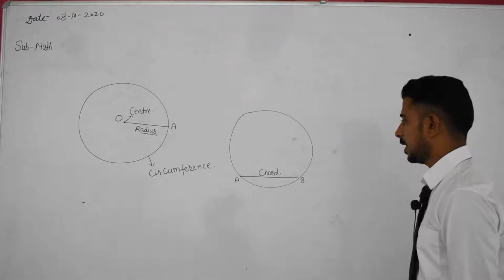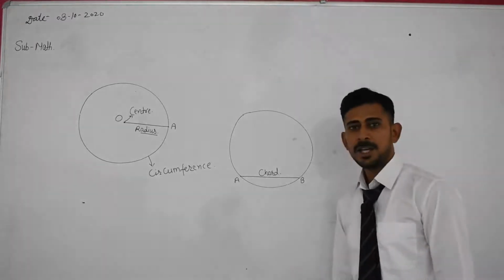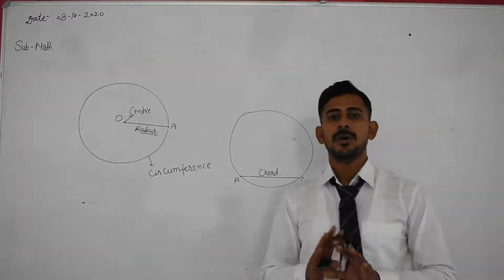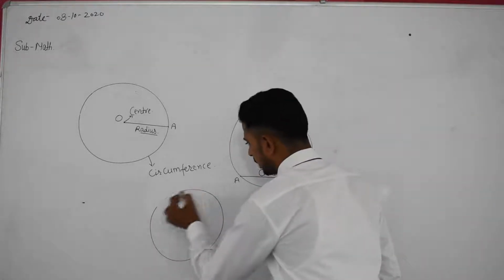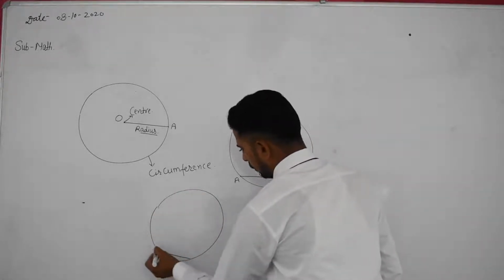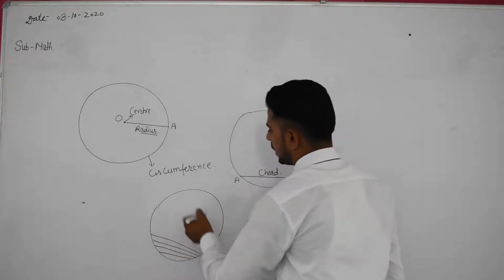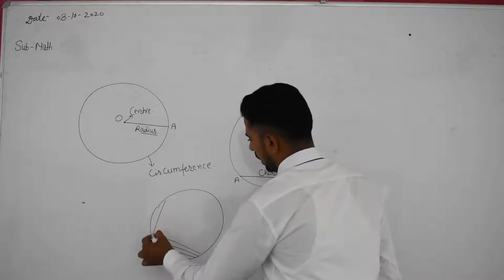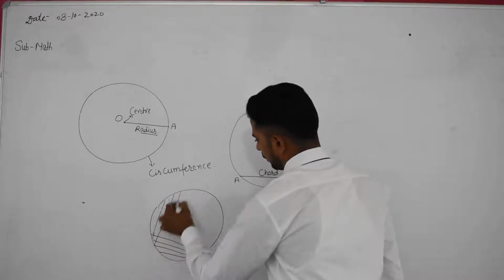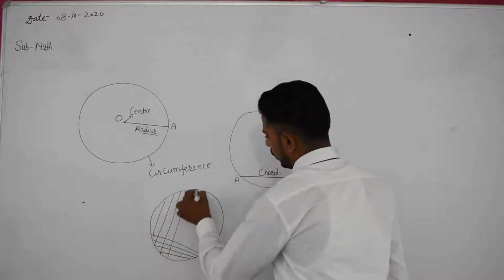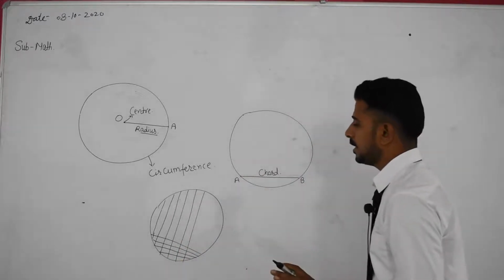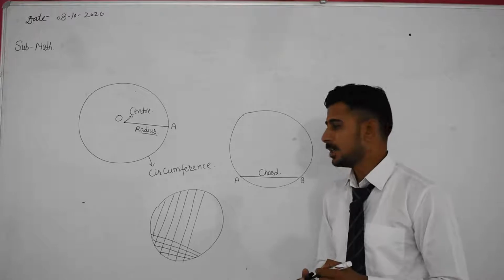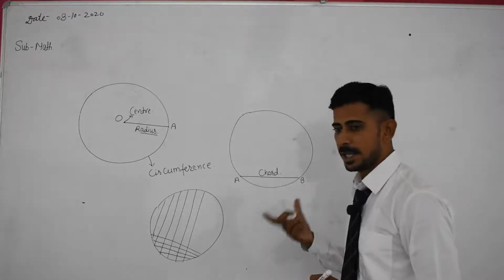And in a circle, we can draw infinite chords, like chord 1, 2, 3, 4, 5, 6, 7 up to infinite. On this side we can also draw. So we can say infinite chords can be drawn in a circle.